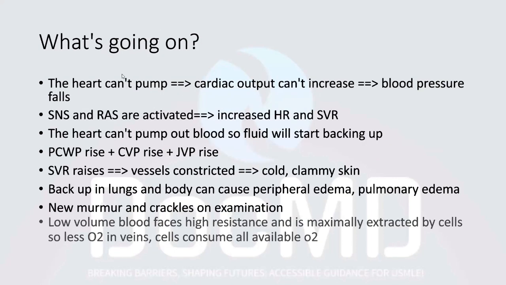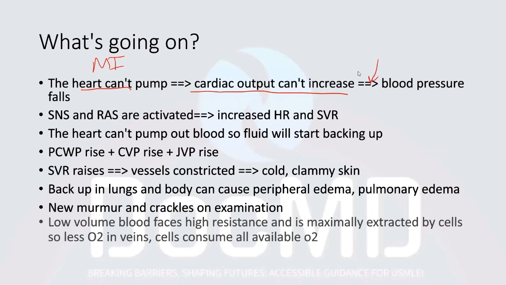Okay, so what's going on? So the heart can't pump in this case, right? So your cardiac output can't increase, right? For example, someone got an MI all of a sudden, their heart will obviously not be able to pump with the same contractile function because they have a lot of dead tissue, right? Your cardiac output can't increase, so your blood pressure falls.